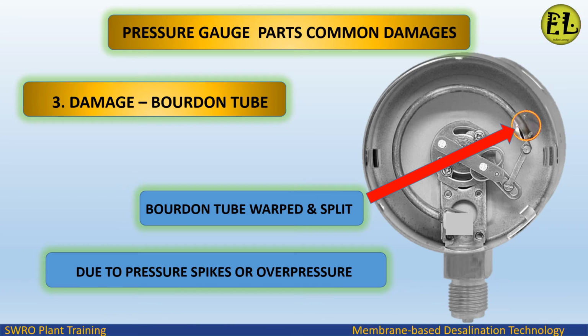Pressure gauge parts common damages 3: damaged bourdon tube. Bourdon tube warped or split, due to pressure spikes or overpressure.